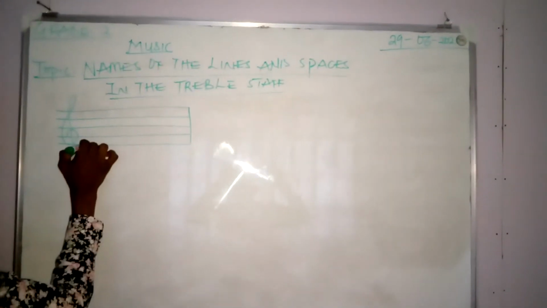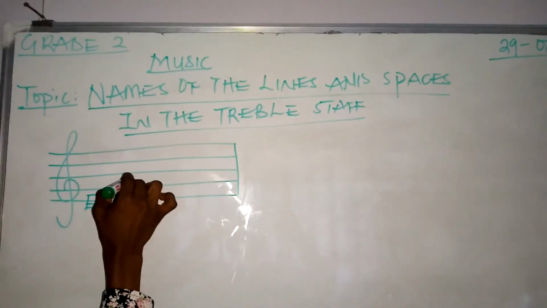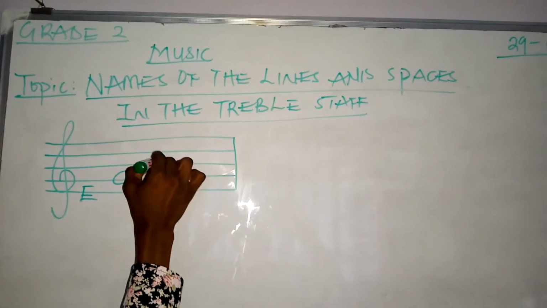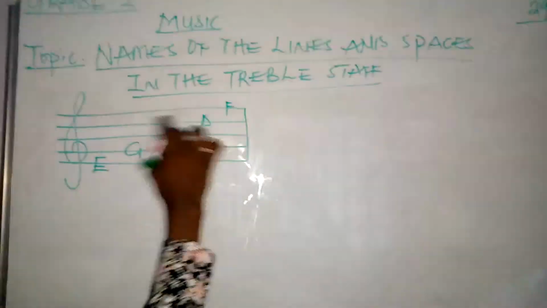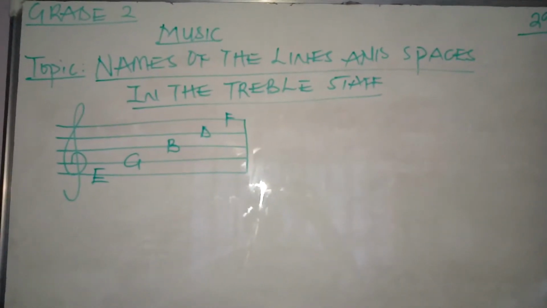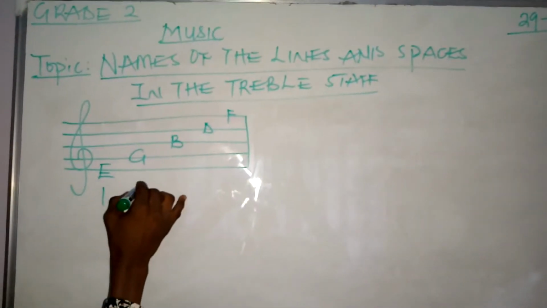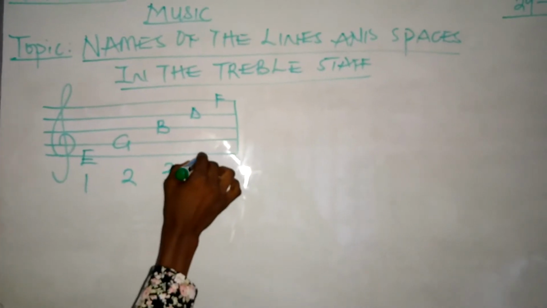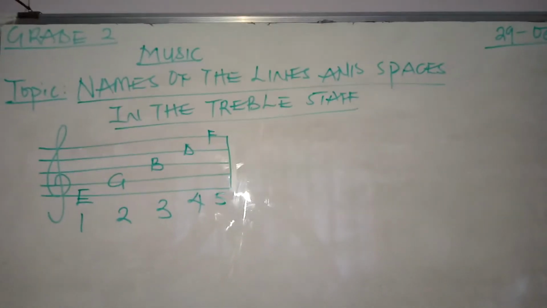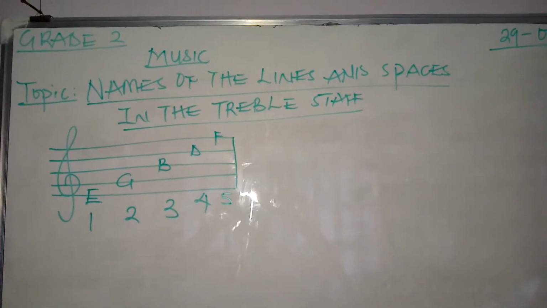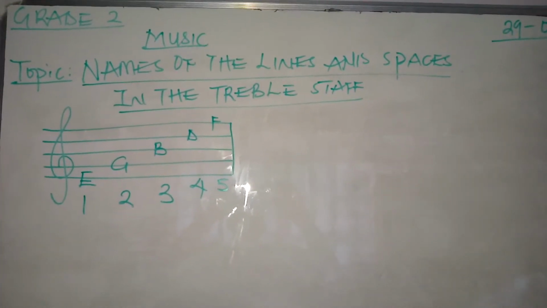Now, the first line is called your E line. That's E. Second line is your G. Third line is your B. Fourth line is D. And then the last is F. So the lines are E, G, B, D, F. So we number them to be 1, 2, 3, 4, and 5. Look at that again. E, G, B, D, F. E as 1, G as 2, B3, and then D4, F5.